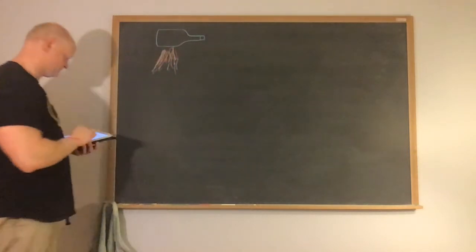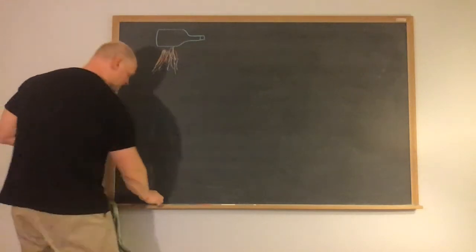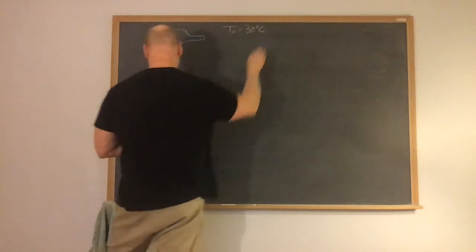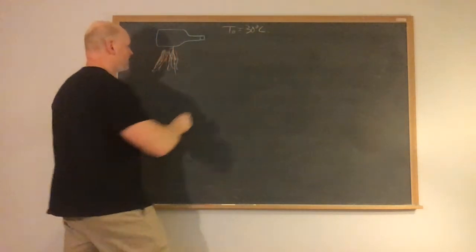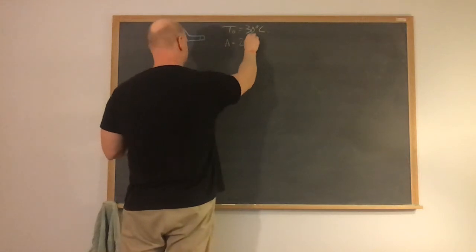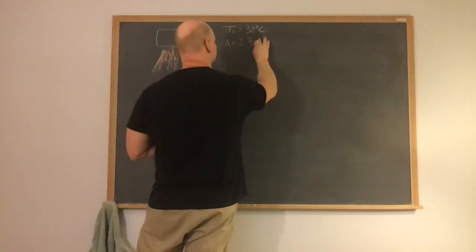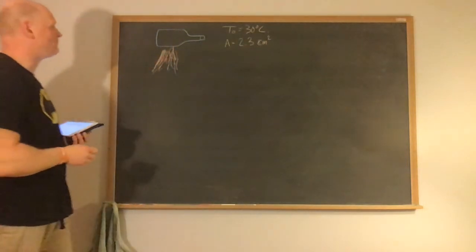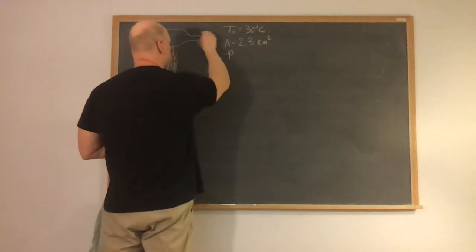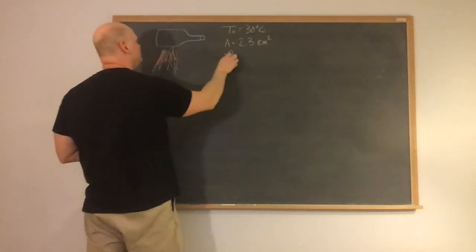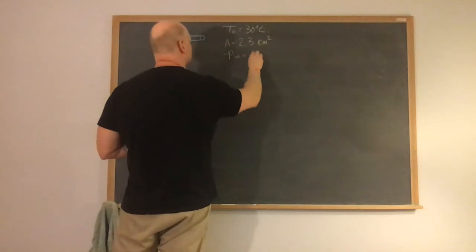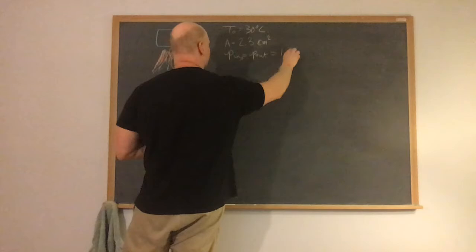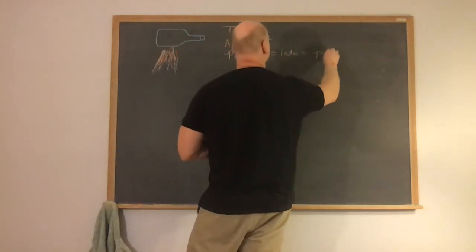So that we heat it up. Let's say initially it is 30 degrees outside, so we know that the initial temperature is equal to 30 degrees Celsius. And let's say that the cross-sectional area of the cork is equal to 2.3 centimeters squared. We're going to put this thing at atmospheric pressure, so we know that the pressure initially on the inside and outside, P in is equal to P out, is equal to 1 atm, atmospheric pressure.